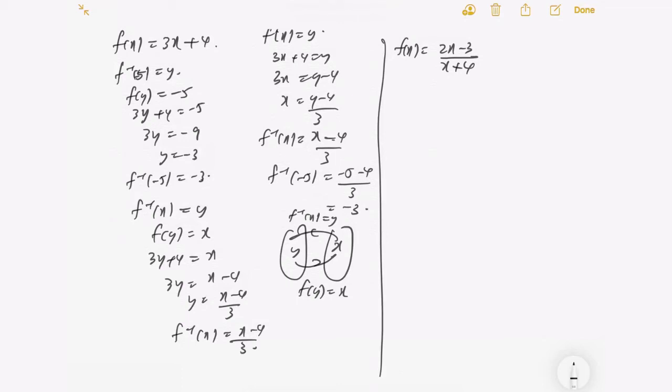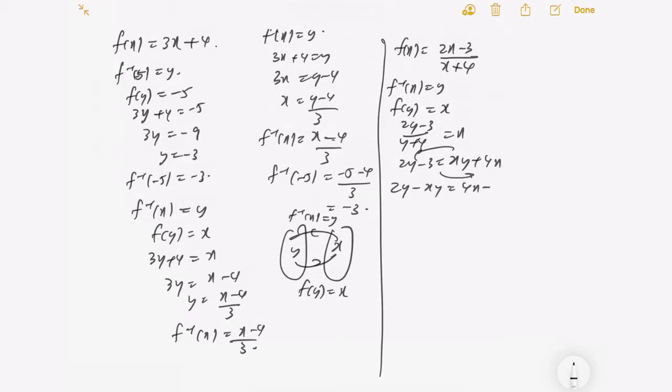So to do it the standard way, we let this become y. f(y) is now x. (2y minus 3) over (y plus 4) equals x. So you want to solve for y. So 2y minus 3 is xy plus 4x. We can bring over, this is 2y minus xy equals 4x plus 3, right? So make y the subject. So y(2 minus x) equals 4x plus 3. y is (4x plus 3) over (2 minus x). And your y is your f inverse x. So this is (4x plus 3) over (2 minus x).